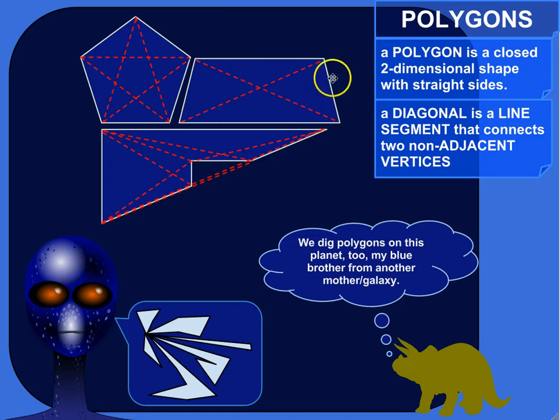So here is a quadrilateral. It's got four sides and there's two diagonals. So I could start with this vertex. This vertex is adjacent to it and so is this. There's only one other vertex that's not adjacent to it, so I connect from there to there. And then I can connect these two non-adjacent vertices. With this pentagon, there's more diagonals. They make kind of a nice star shape.